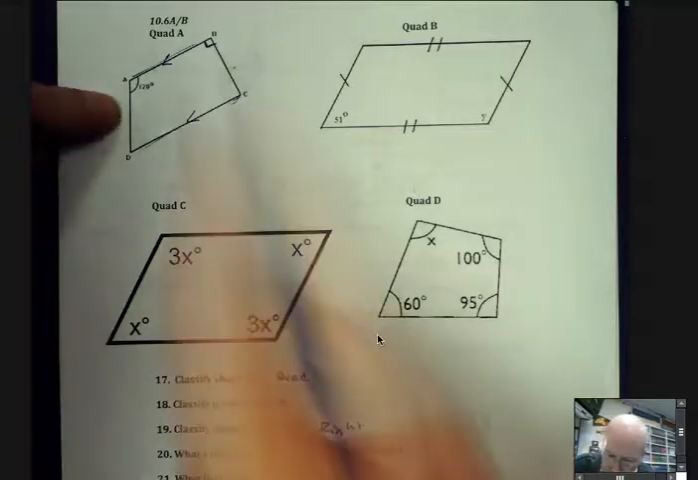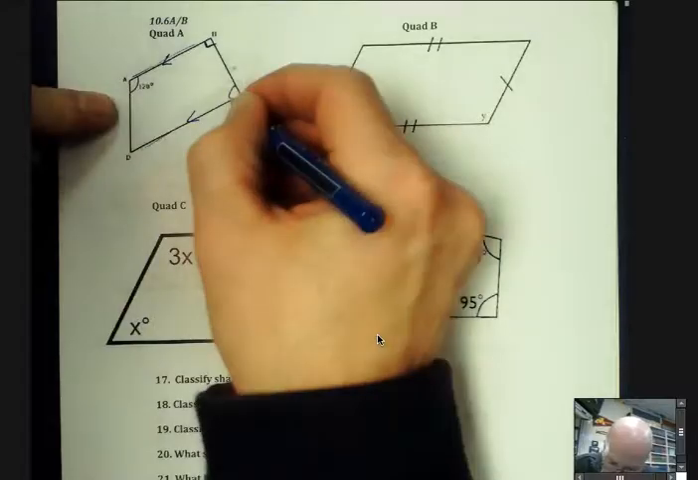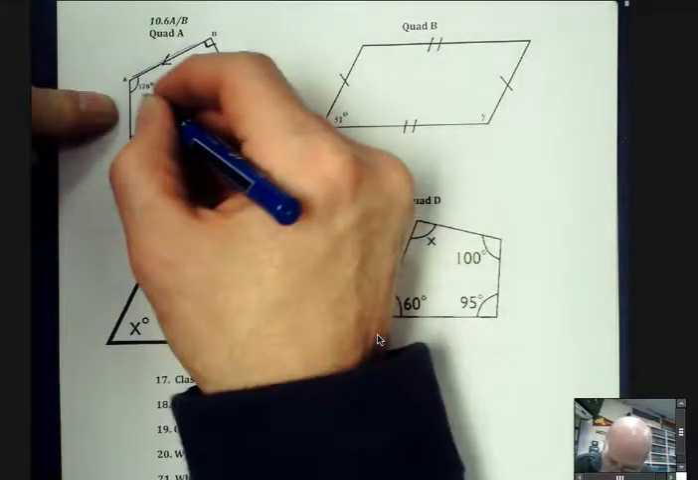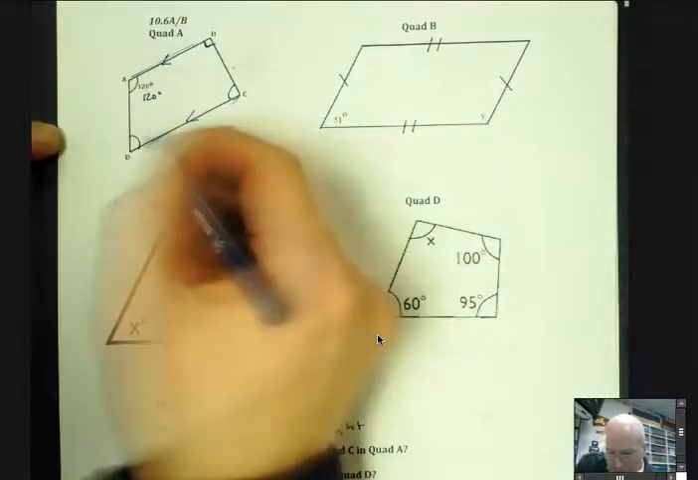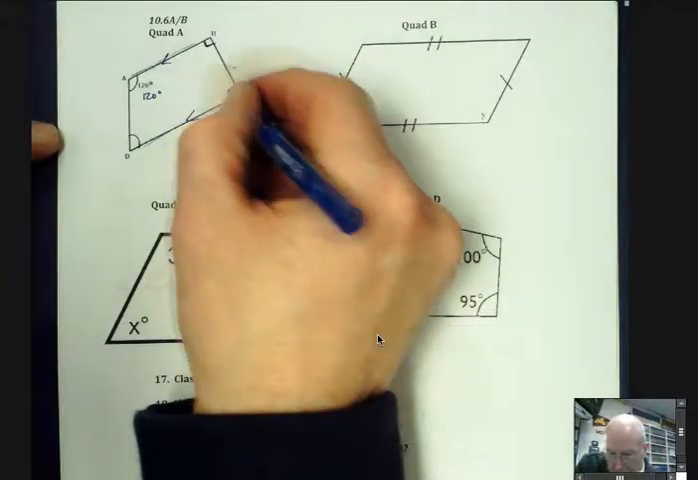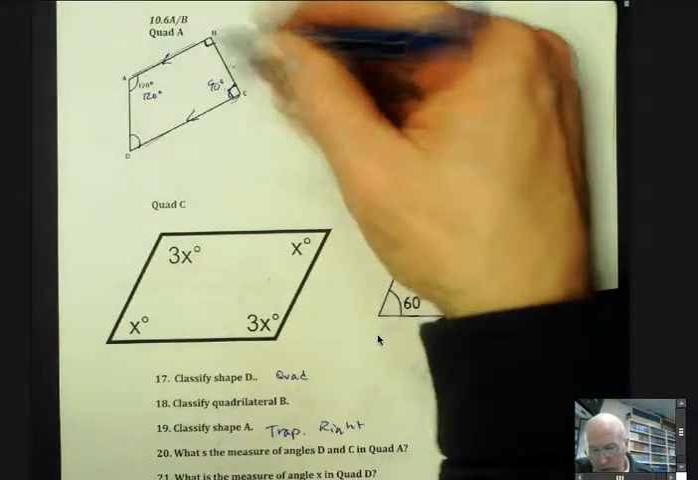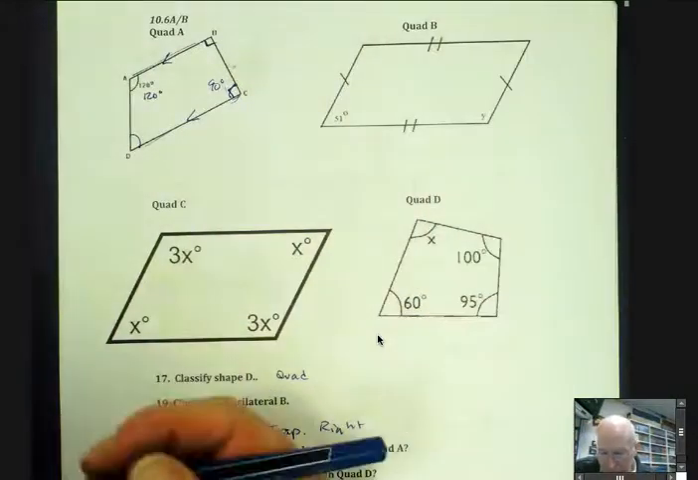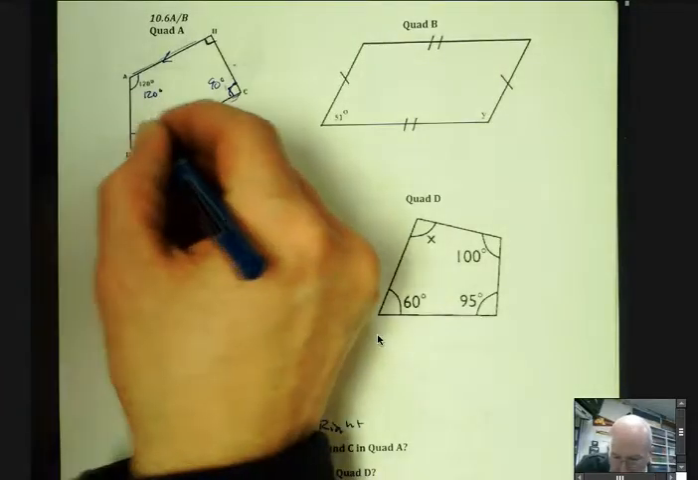All right, what's the measure of angles D and C in this one up here? We've got to find out what C, which is over here, and D is. Well, this angle here is 120 degrees. We know this one over here is going to be a 90-degree angle because this one over here is a 90-degree angle. And these two angles are going to add up to 180, and these over here are going to add up to 180. So this one has to be 60 degrees.